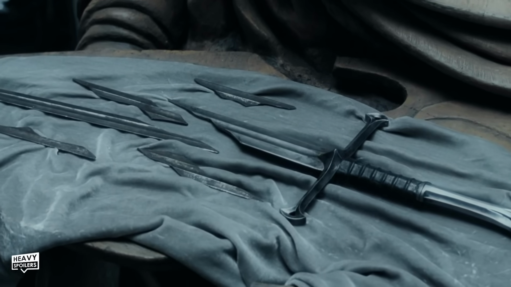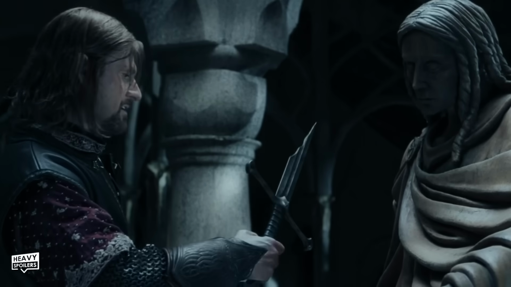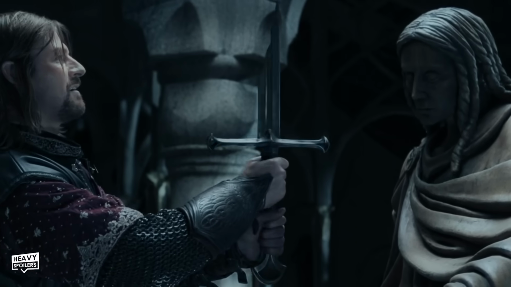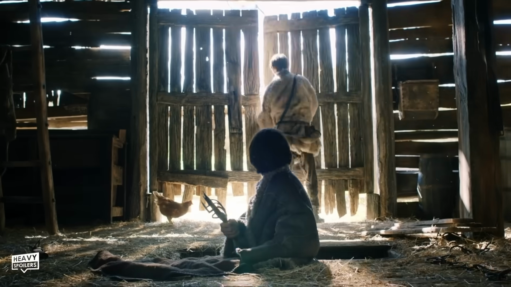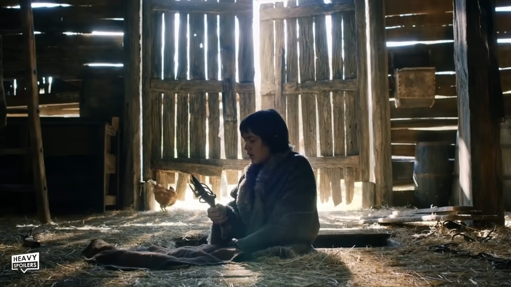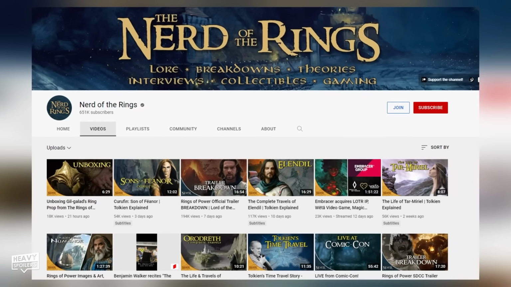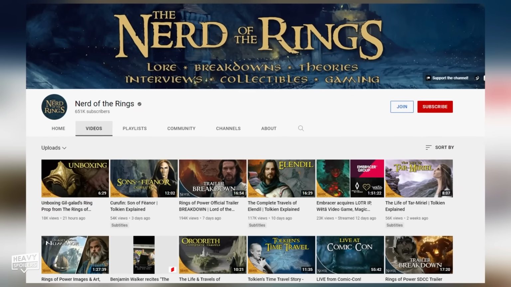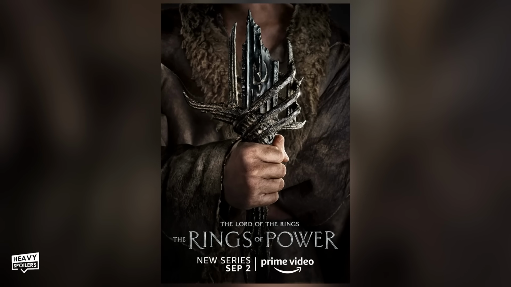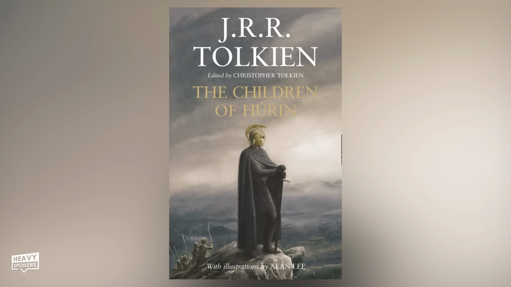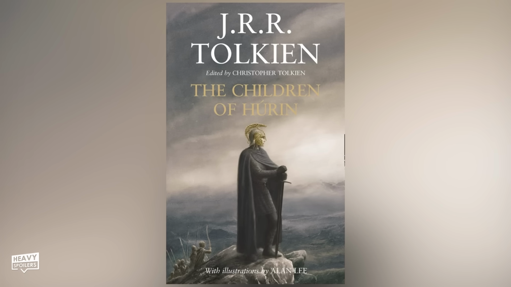This is similar to Aragorn's sword Anduril, which was shattered during the battle with Sauron before it was reforged in Rivendell. Now what this sword is, we don't know, and I actually spoke to Matt at Nerd of the Rings about it, and he broke down what's likely the case. I thought it might be Gurthang, but he said that Amazon don't actually own the rights to the Children of Hurin, which they'd have to talk about in order to properly introduce that blade.